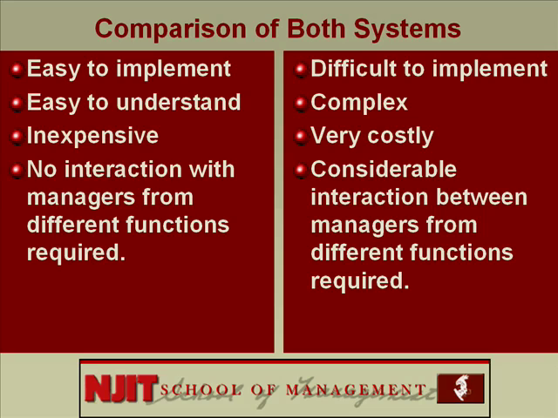And finally, considerable interaction is required between the accountant and the managers of different functions, and the managers of different functions have to coordinate with each other. Basically, there's a lot of talking involved. So in a sense, it's a holistic system which involves everybody from every department. That's not easy. Now, let's discuss both systems. We'll start with the traditional system and then move on to ABC.